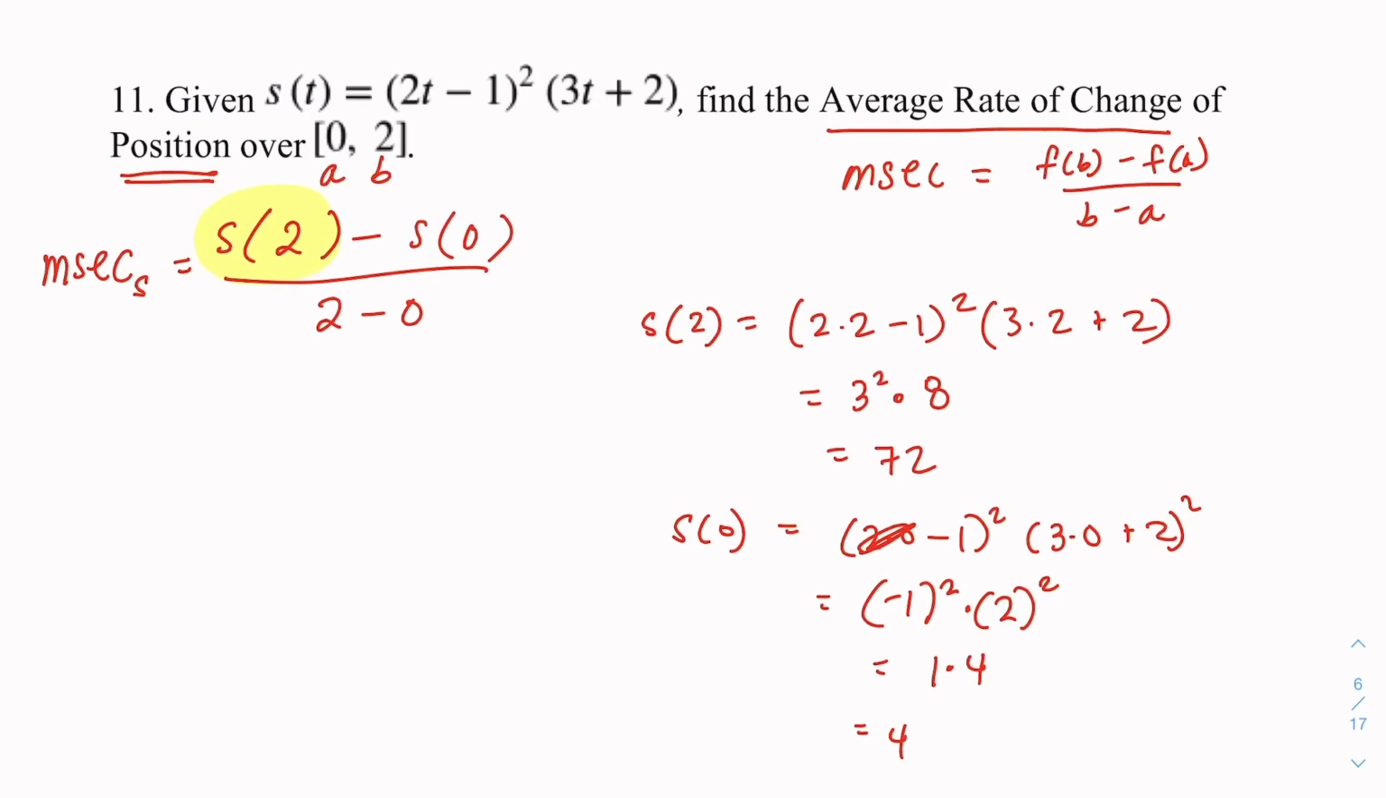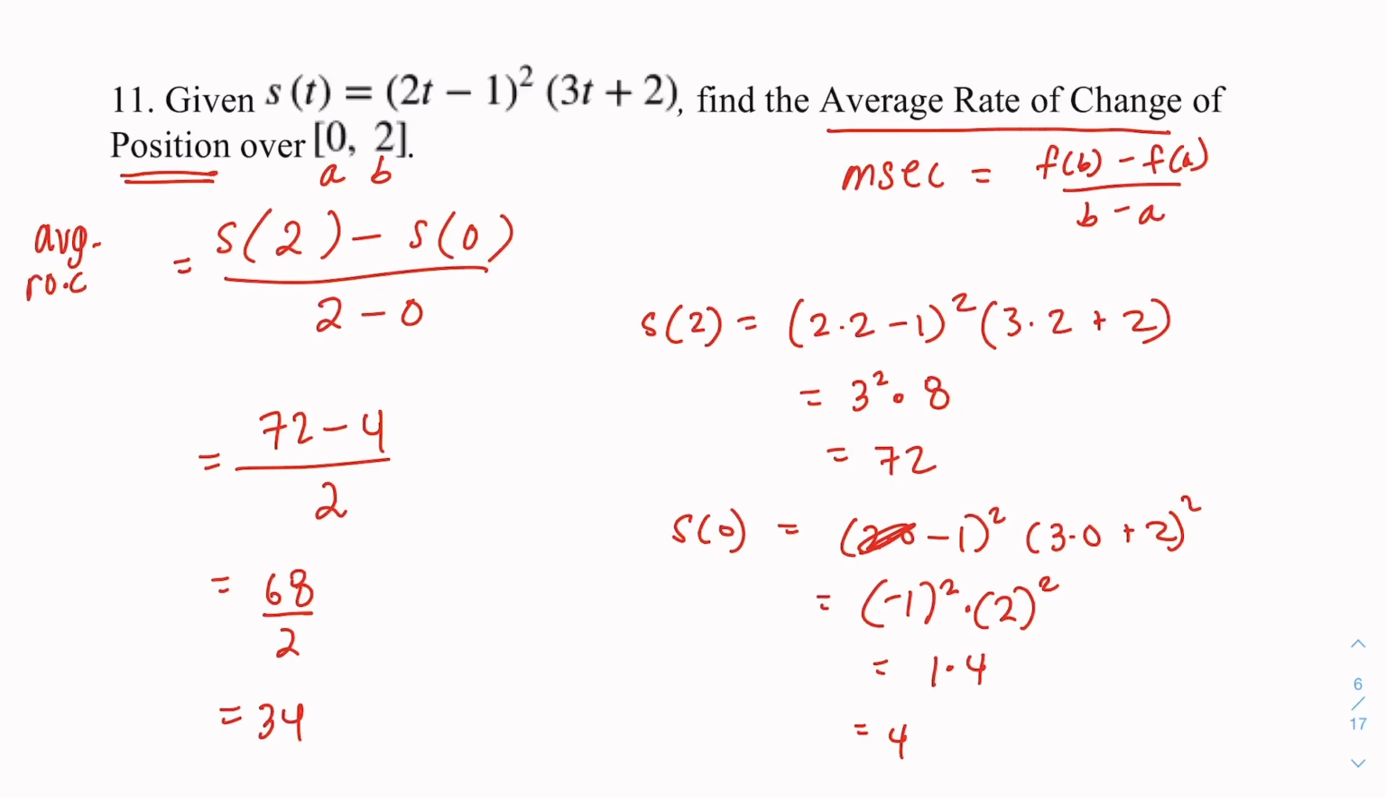So now we can go back and plug in our values. s of 2 was 72. s of 0 was 4. And it's all over 2 minus 0, which is 2. 72 minus 4 simplifies to 68, divided by 2 is 34. So on the left side you could write m_sec sub s, or you could just say average rate of change of position. So the average rate of change of our position function is 34 units per minute, for example.